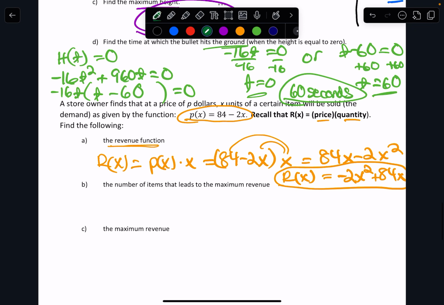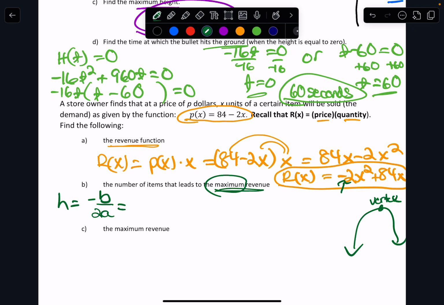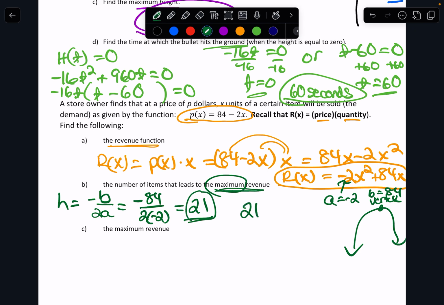Now, the number of items that leads to the maximum revenue. We know that it's going to be a maximum because the parabola opens downward. Our vertex is going to be here. So let's look at our vertex then. h equals, again, -b over 2a. With this, a equals -2 and b equals 84. So -84 divided by 2 times -2, and h is going to be 21. So the number of items that leads to the maximum revenue is going to be 21 units.